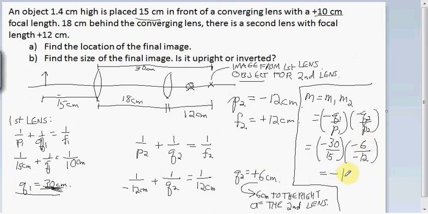And what that means is that it's the same size as the object, but inverted. Because basically a magnification of 1 means that the image is 1 times as large as the object, and then the minus sign tells me that it's inverted. And that's it.